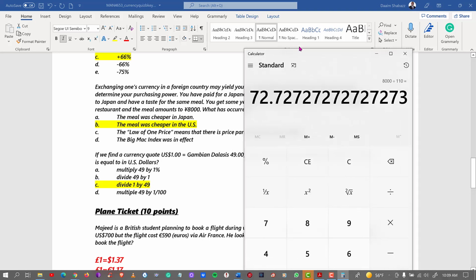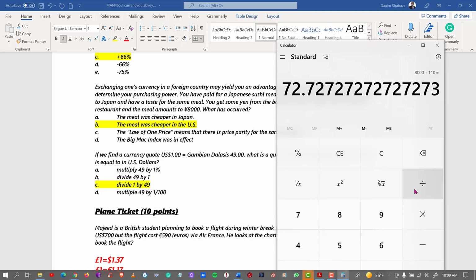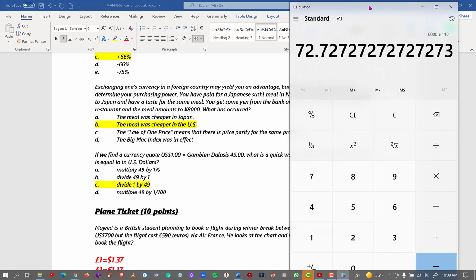Here's the inverse again. We find a currency quote that $1 is equal to 49 dalasis, Gambian dalasis. So how do we find out how much 1 dalasi is equal to? Again, you hit the inverse, the 1 over x button, which means that is 1 over 49, or you divide 1 by 49, and that would be 0.0204.